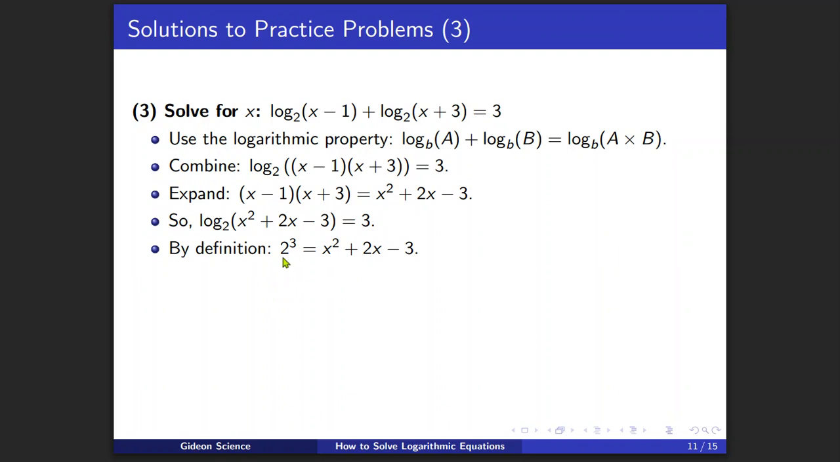By conversion, 2 to the power of 3 equals x squared plus 2x minus 3. You should know where 2 is coming from. 2 is coming from here, and 3 is coming from here. So we have this. So 8 equals x squared plus 2x minus 3.